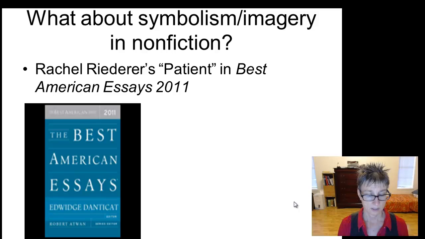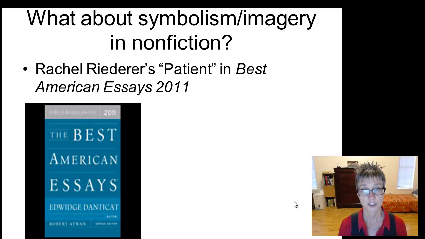So in this essay, Patient, Rachel Riederer was run over by a bus, which crushed her left leg pretty bad, and then she spent quite a while in the hospital, not being sure whether or not she was still going to have two legs at the end of it all. The bus running over her is no kind of symbolic event. It's just what actually happened to her.